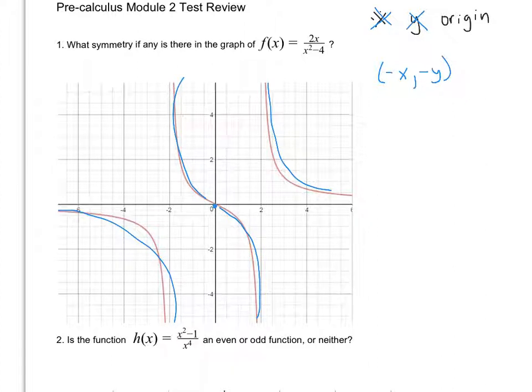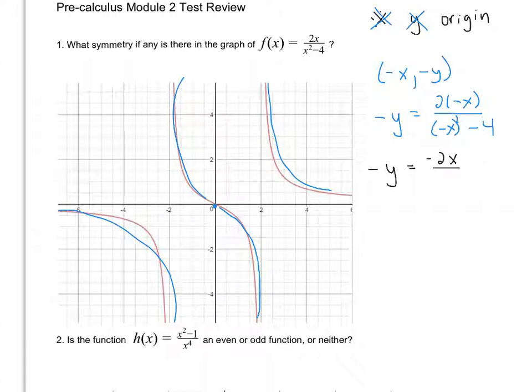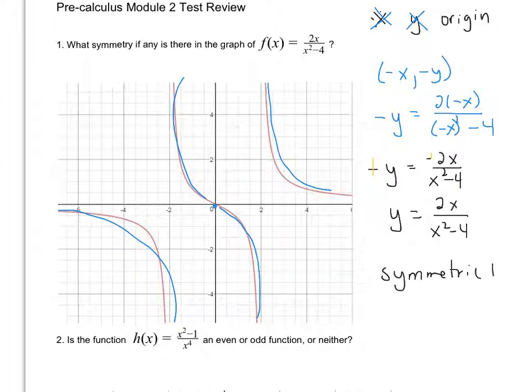Now, negative y in our case would be the f of x. So we get negative y equal 2 times negative x over negative x squared minus 4. But if I simplify that, that's negative y equal negative 2x over x squared minus 4. And then I have this negative on both sides that I can just cancel, and it becomes positive. So it's taking me back to my original. So that's the algebraic check to show that it is symmetric to the origin. But obviously the graph is kind of a good way to really verify whether it's symmetric or not.